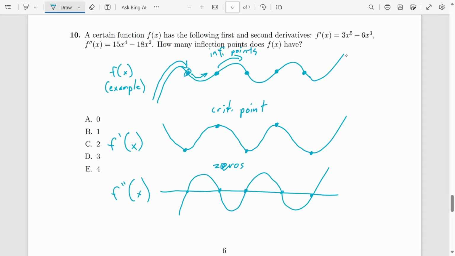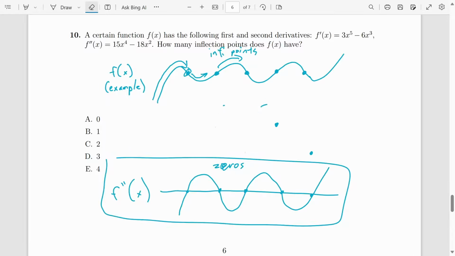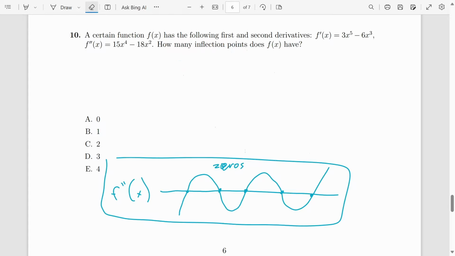So based off of this, we can just go ahead and set f double prime of x equal to 0, and then solve for x, and those will be its potential inflection points. So that is why you do that when you find inflection points. So erasing, it's so sad I have to erase all of this. I liked that explanation, but I need room to do math.